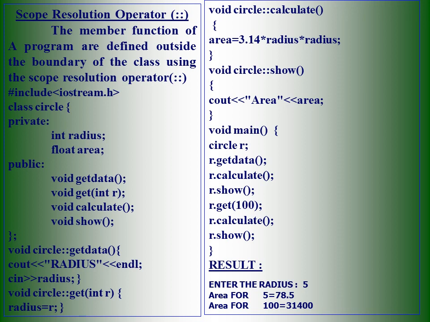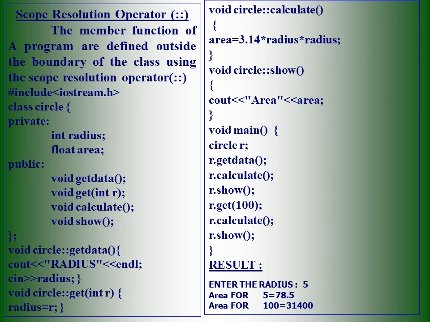#include <iostream.h>, class circle, private: we use radius, since we need the radius to get the area of the circle, and area is declared as float. After that we have getdata(int r), calculate and show. These are all the member functions we are using, but the member functions are only declared inside the class; it does not contain their definition. After closing the class, we define the member functions of the class by using the scope resolution operator.